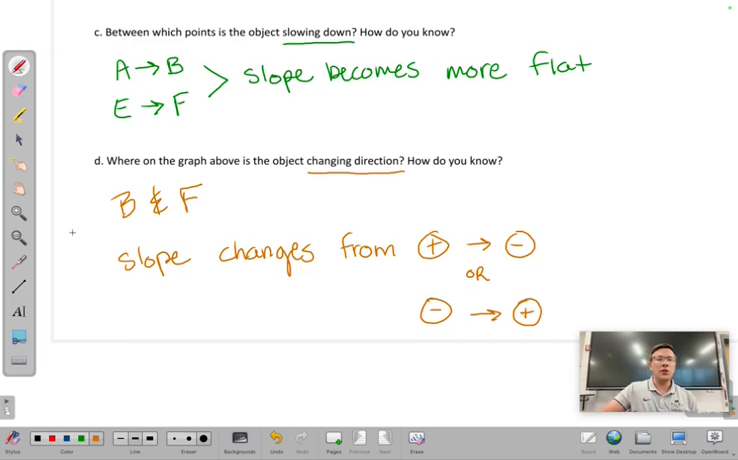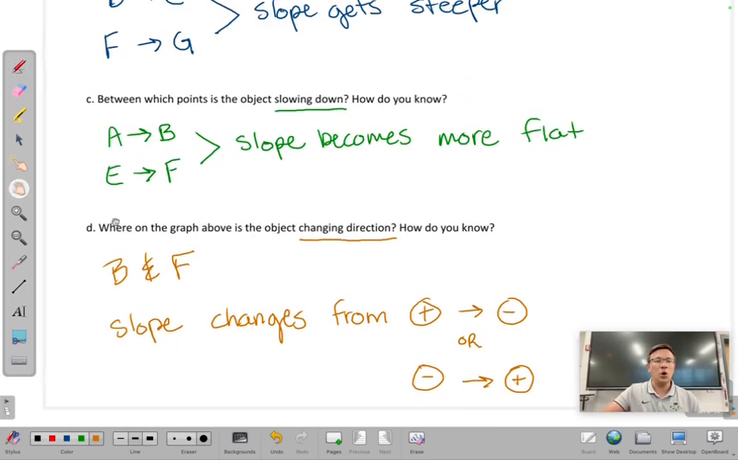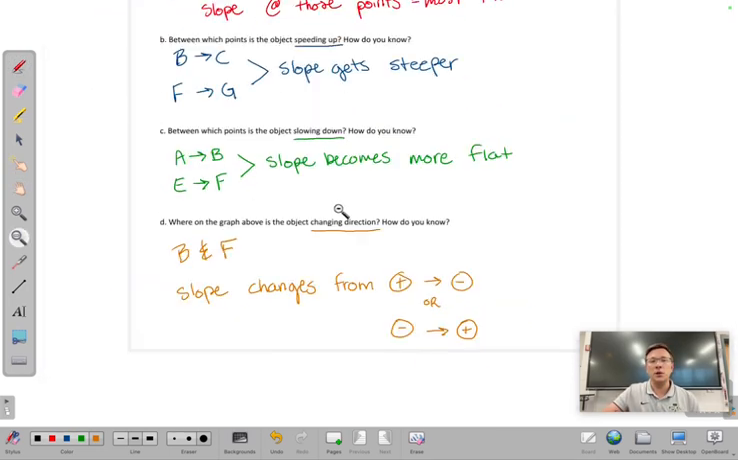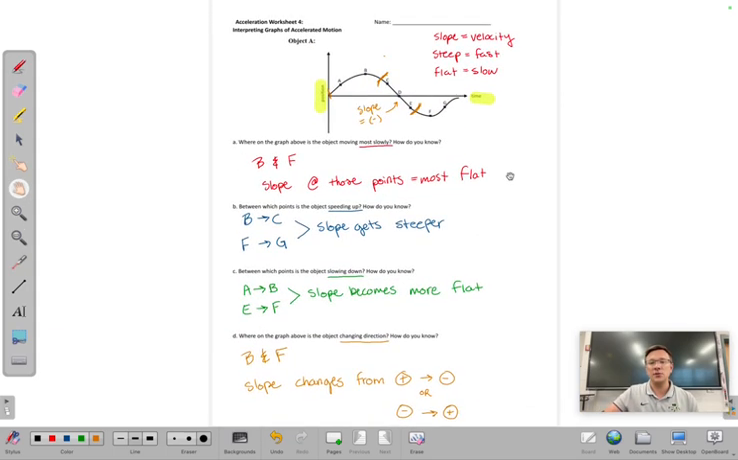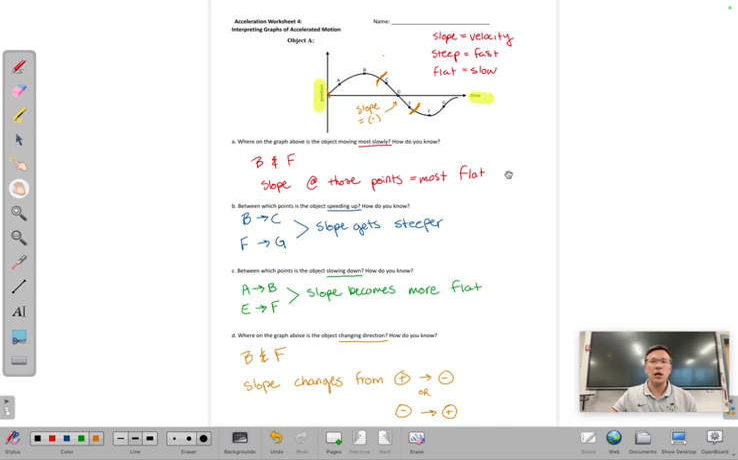Okay, so that will conclude acceleration worksheet number 4. This is really designed to be more of a discussion than anything else. So hopefully you were able to discuss some of this with your table mates, and maybe you got some things right, maybe you got some things wrong, but I hope you learned something along the way.